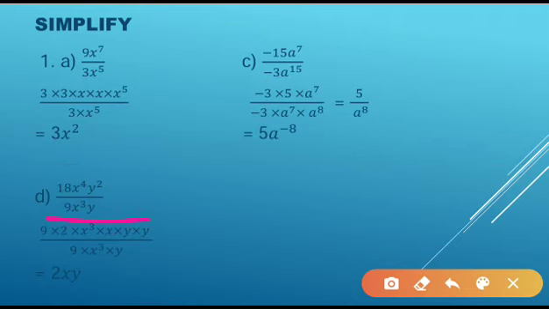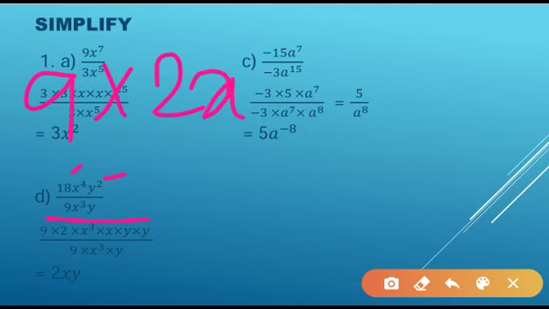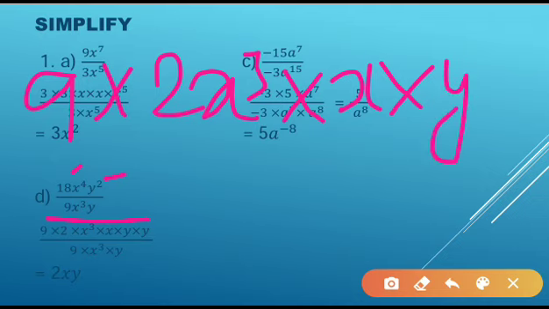Now the next question. Expand the numerator and then expand the denominator. 18 can be written as 9 into 2. Now here x to the power 4 and y square. X to the power 4 can also be written as x cube into x. If you want to do the cancellation directly, you can also do. But maybe you will do something wrong. That's why I am expanding the expression.